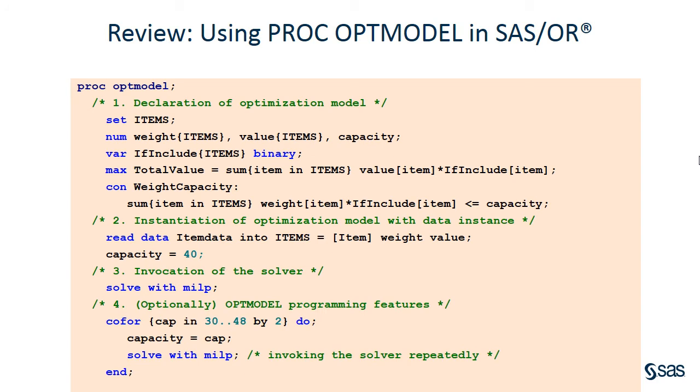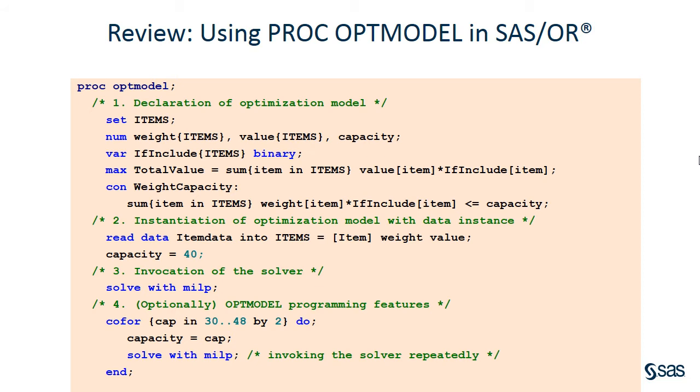You can also use the programming features of PROC OPTMODEL. The next section of this program illustrates using the concurrent for or co-for loop, which enables you to solve a set of independent optimization scenarios in parallel. In this example, we're solving 10 problem instances with a capacity ranging between 30 and 48. This helps us investigate how changes in capacity affect the optimal solution. On a single server, the co-for loop would use threads to implement this parallel approach.